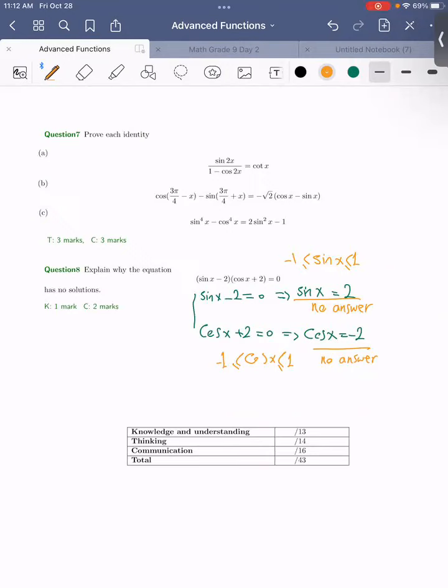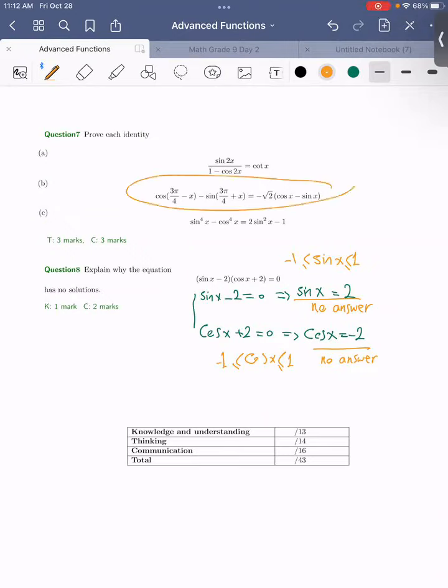Cool. Okay. So how about question 7? Question 7 is okay. Question 7, I think the hardest is B. Okay, part B. Okay, I will do it. So first do question 7B.